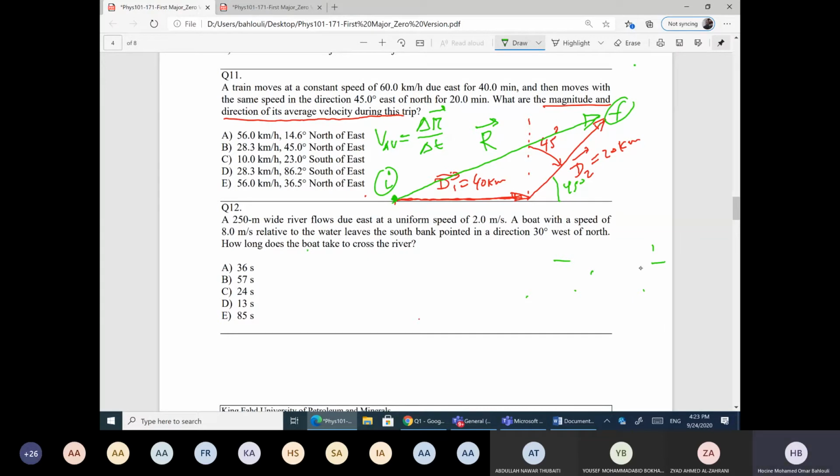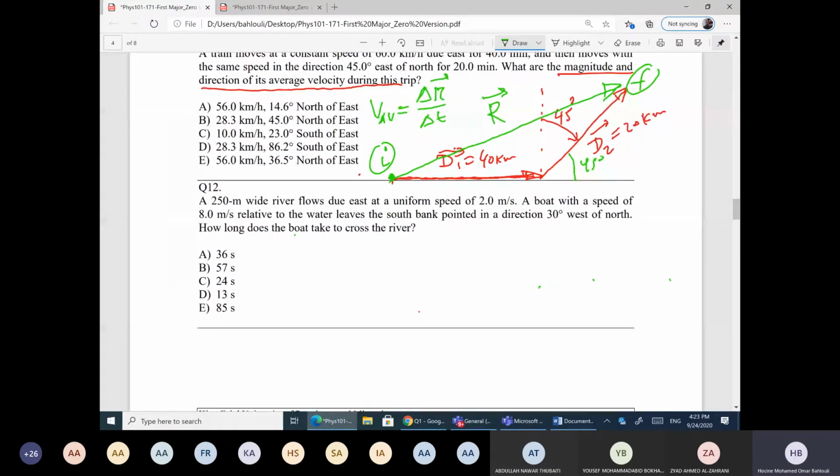Clear? Yes, yes. Okay. It's a vector, of course. It could have said here find the average velocity and we give it with I and J, and that's the answer. But since it asked for magnitude and direction, I have to give the direction, east to north, etc. Okay.